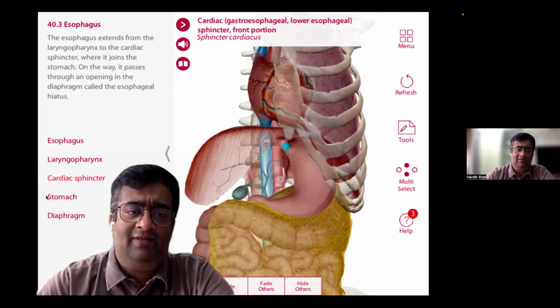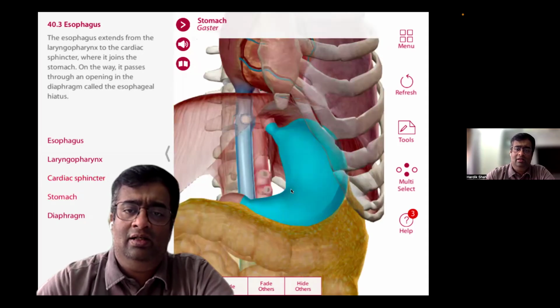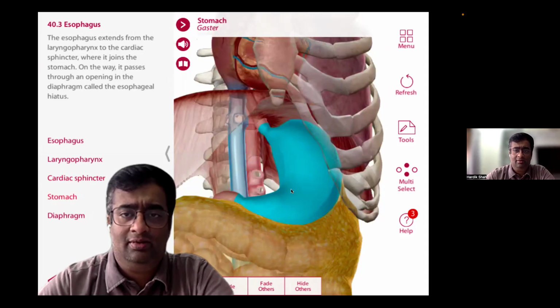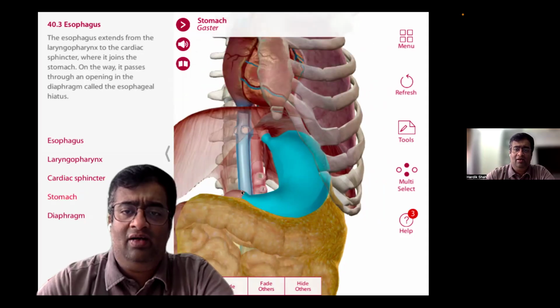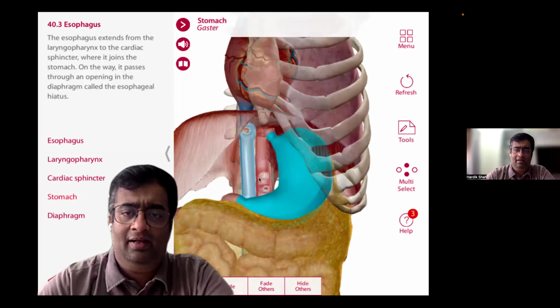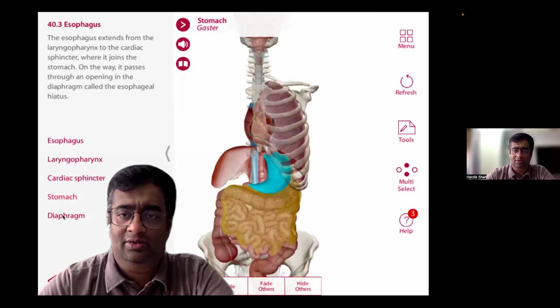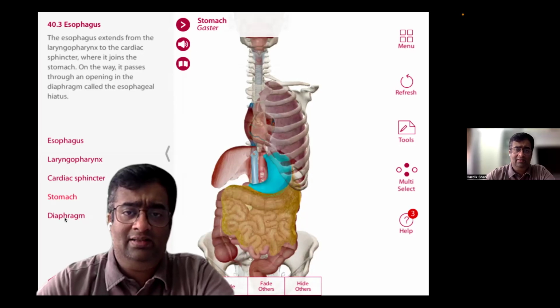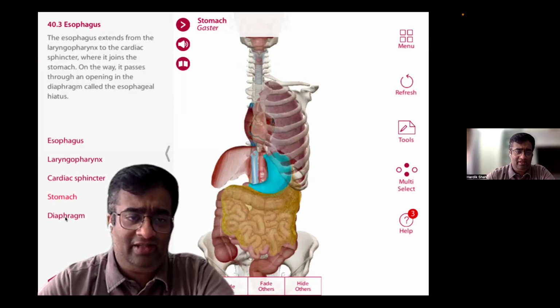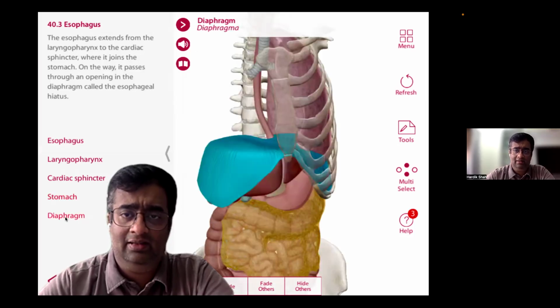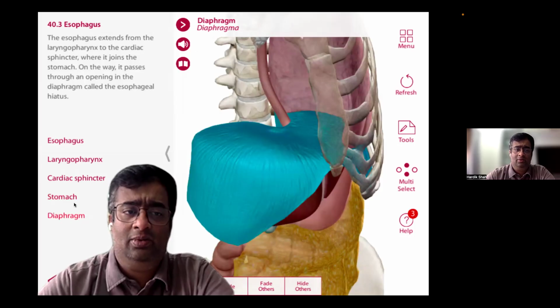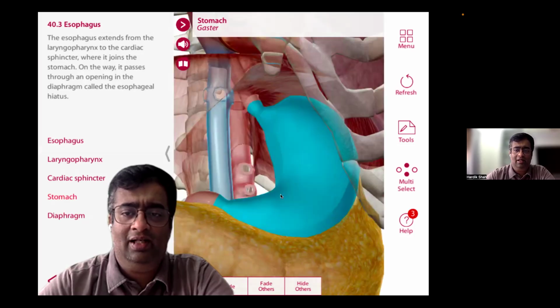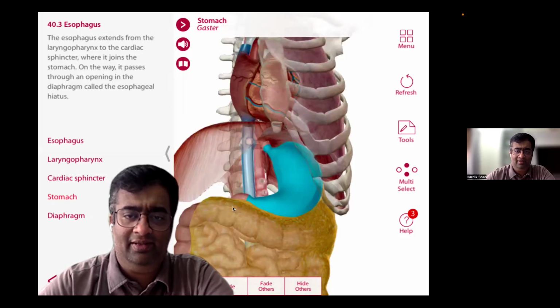Now, as far as the stomach is concerned, it's a roughly J-shaped, bag-like structure that lies below the diaphragm on the left side of the abdominal cavity. Here is the diaphragm, as you can see, the muscular sheath that separates the thorax from the abdomen, and the stomach lies below the diaphragm on the left side of the abdominal cavity.